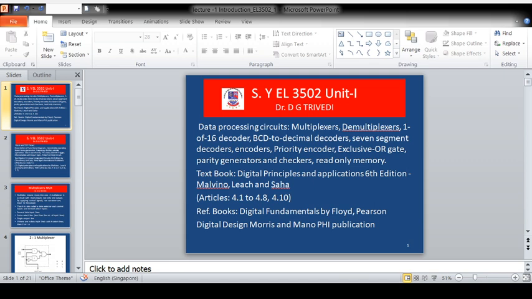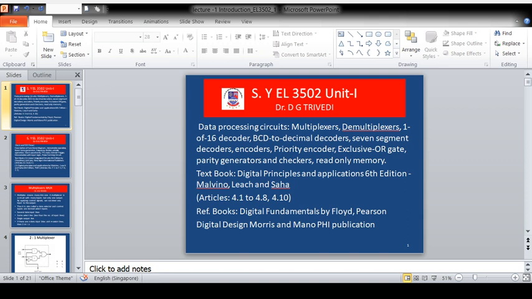The syllabus of our paper: there is one unit in 3502, and the syllabus of this paper is like this. Data processing circuits, that is the chapter in Malvino and Leach. Malvino and Leach is our standard book, that is your textbook. We are selecting that particular book up to your TY and maybe in MSc also.